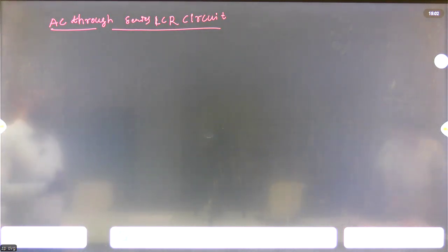Very important circuit for your competitive exam. Alternating current or AC through series LCR circuit.